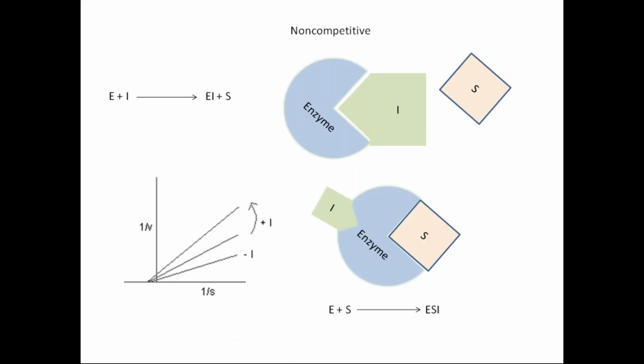So in a non-competitive inhibitor, the enzyme inhibitor binds at a different site, causes a conformational change, and does not allow the substrate to bind. So here what happens is the Vmax will change, but the Km will remain the same.